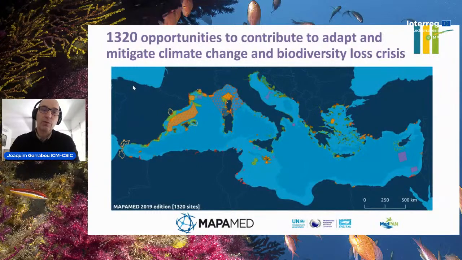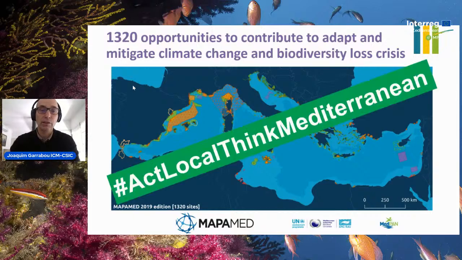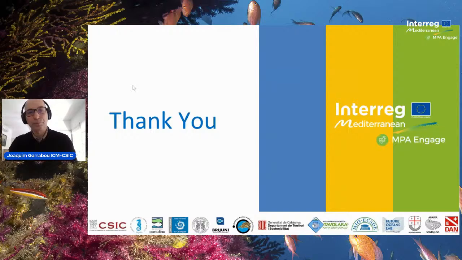And in fact, if we take the map of the marine protected areas across the Mediterranean, we could say that we have more than 1,000 opportunities to contribute and adapt to mitigate the climate change and the biodiversity loss crisis. And I'm finalizing here with the motto of the MPA project, which is act local and think Mediterranean, and the collaboration and cooperation across the Mediterranean is more needed than ever. Thank you very much.